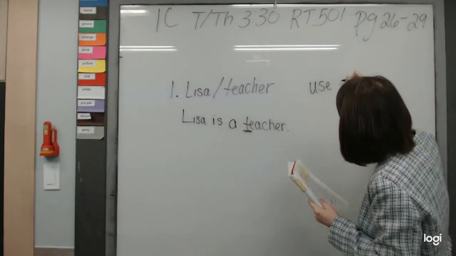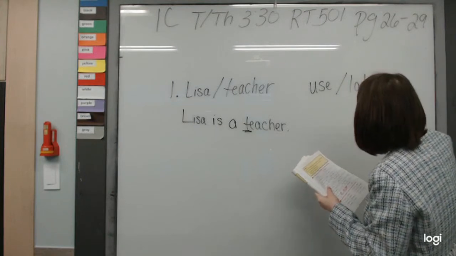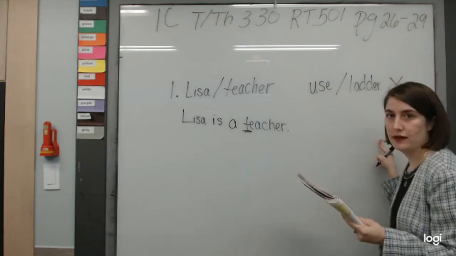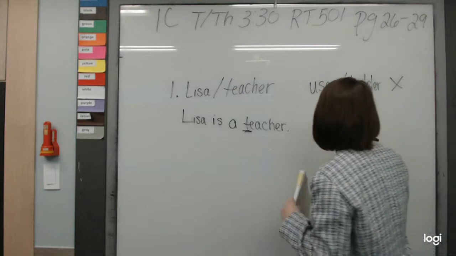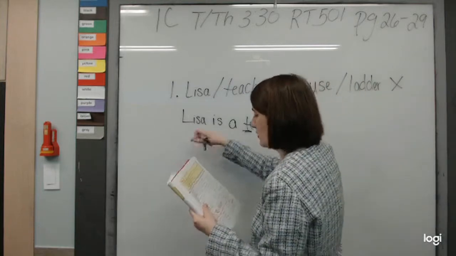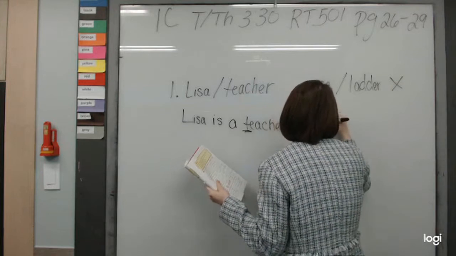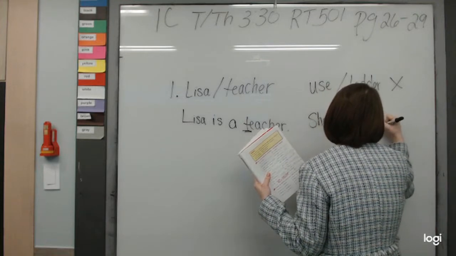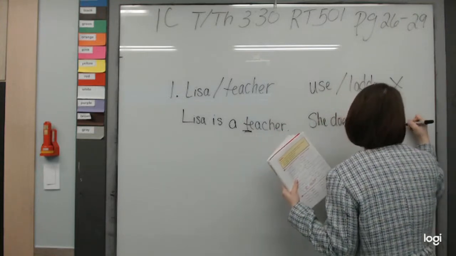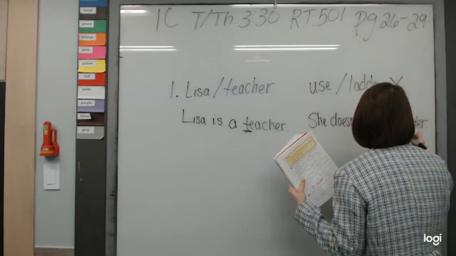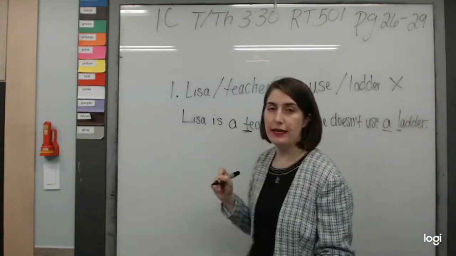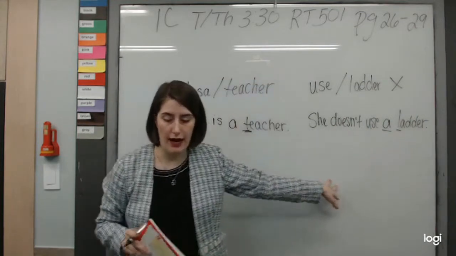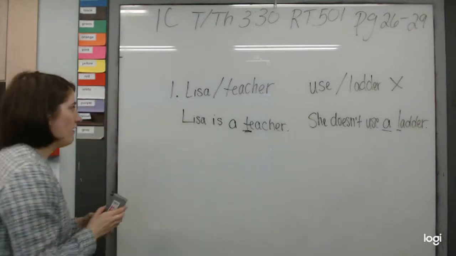use and ladder. But you'll notice behind ladder there is an X. All right? X means negative. So we want to say Lisa is a girl. She doesn't use a ladder. All right, and we're going to say a because ladder begins with L. She doesn't use a ladder. All right? Simple enough.